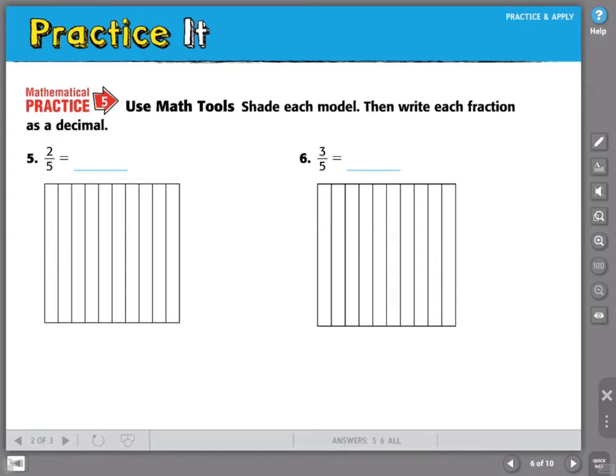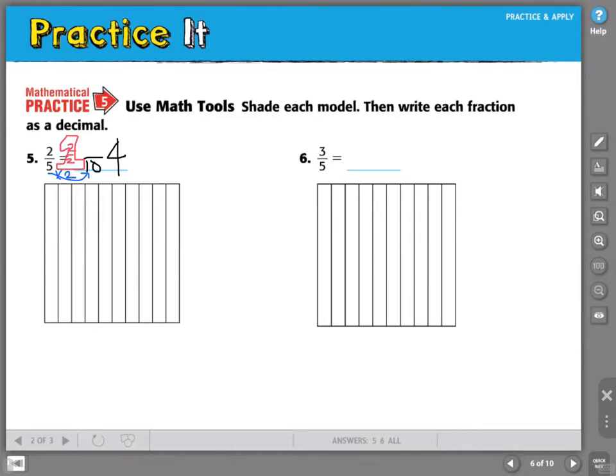Let's try a couple more. Here we have 2 fifths. Again, we're going to find an equivalent fraction with 10 as a denominator. Well, what do I do to a 5 to turn it into a 10? I multiply it by 2. So inside my big 1, I need 2 over 2. 5 times 2 is 10, and 2 times 2 is 4.